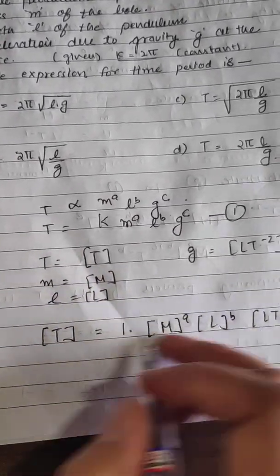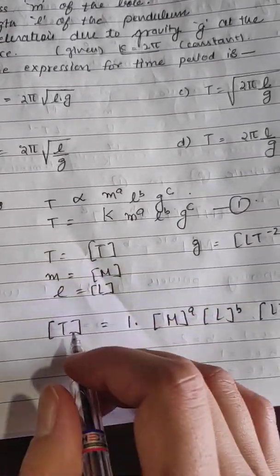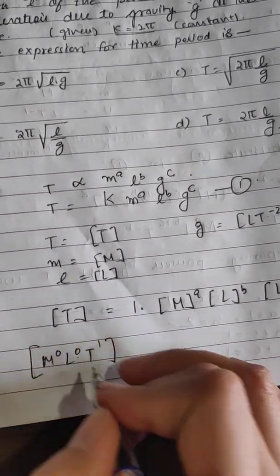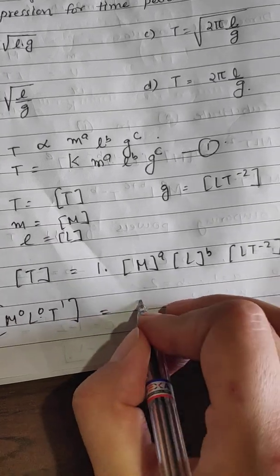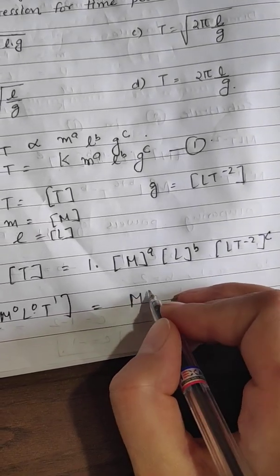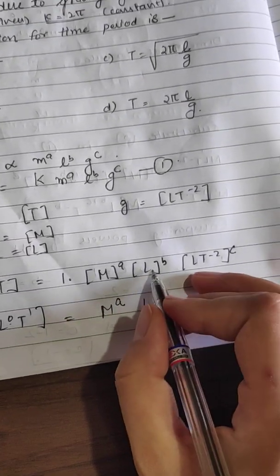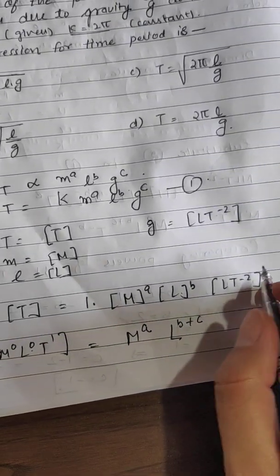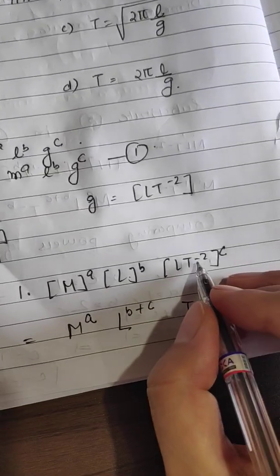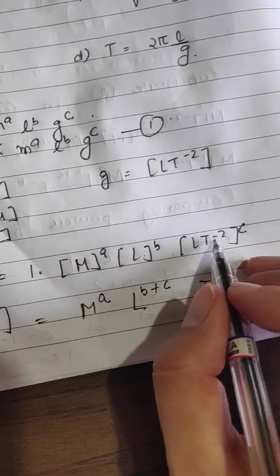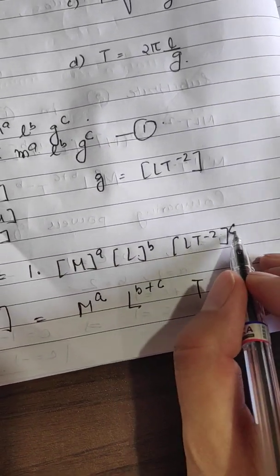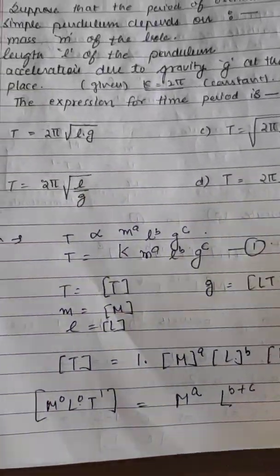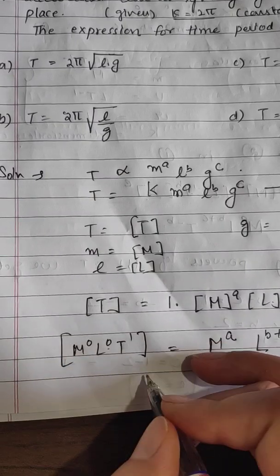Now in the next step we'll collect all the same bases and all the powers. Here I can write M^0, L^0, T^1 because we don't have M and L. Here collect the powers of M, it's M^A only. L^1 B and C means you get B plus C. And here T only, no T is here and only one single T is here, so -2 into C means T^-2C.